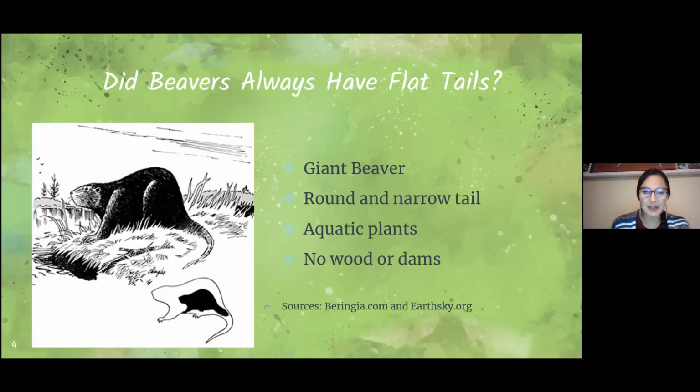So after hearing this story, my question was, did beavers always have flat tails? And what I discovered was the ancestor of the current beaver in Canada, which is called a giant beaver. This beaver is the largest rodent that had ever lived. And one of the characteristics is that it had a round and narrow tail, not a flat tail like our current Canadian beaver. They also ate aquatic plants and did not build dams or use their teeth to cut down trees.